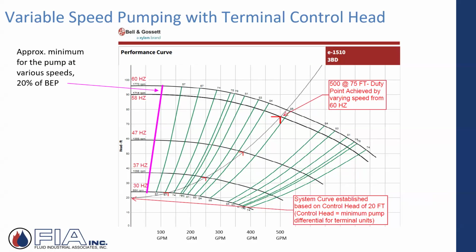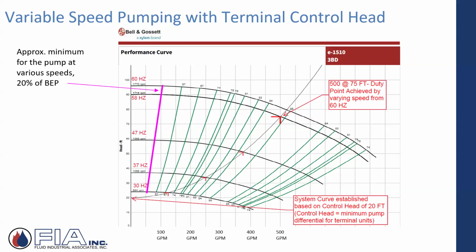So just kind of pressing on here. Now they're talking about this next step, and we kind of touched on it already, but that control head. So variable speed pumping with a terminal control head. And so they're talking, I've got a duty point of, say, 500 gallons a minute at 75 feet of head, achieved by varying the speed from the 60 hertz. So technically, instead of full RPM at 60 hertz, it's dropped down to, I guess, about 58 hertz.